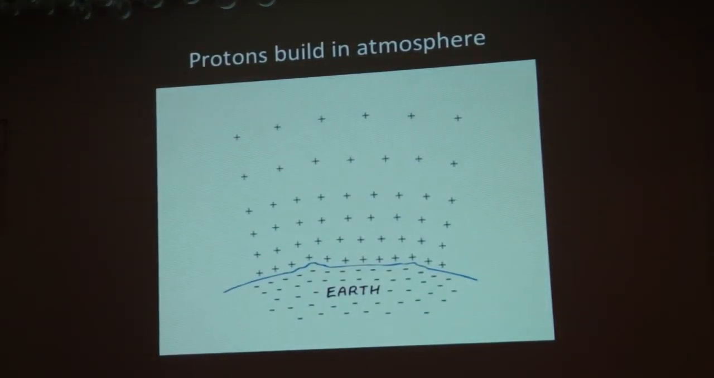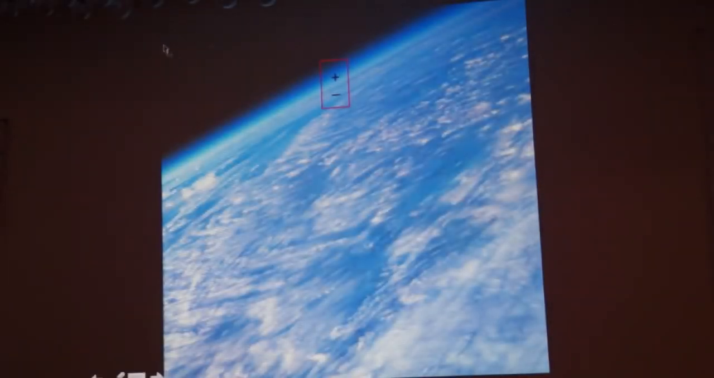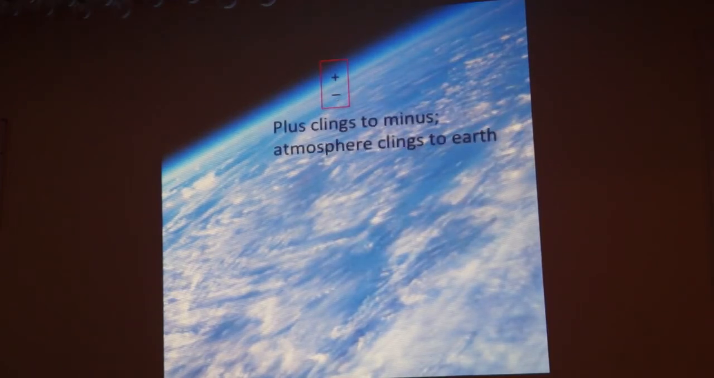Atmospheric scientists understand that. So in effect, you've got negative charge here, and you've got positive charge out here in the atmosphere. Once you come to this realization, you don't have to be a rocket scientist to remember that positive and negative attract one another, pretty strongly. So the Earth is negative and the atmosphere is positive, and the atmosphere ought to stick tightly to the Earth, which it does. Plus clings to minus, and the atmosphere clings to the Earth.